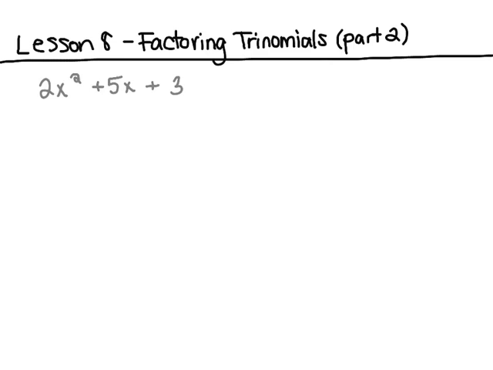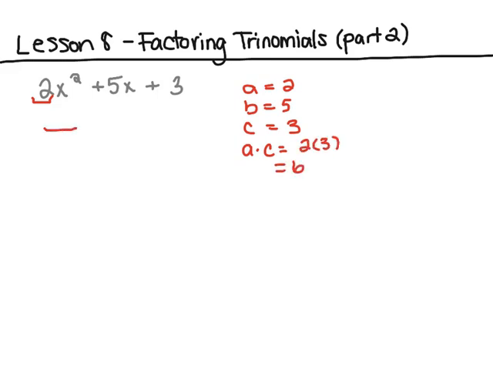Lesson 8, Factoring Trinomials, Part 2. So now the only difference between what we did in Lesson 7 is now our A is no longer 1. So our A is 2, our B is 5, and our C is 3. And the only other thing we need to figure out is our A times our C. So 2 times 3, which is 6.